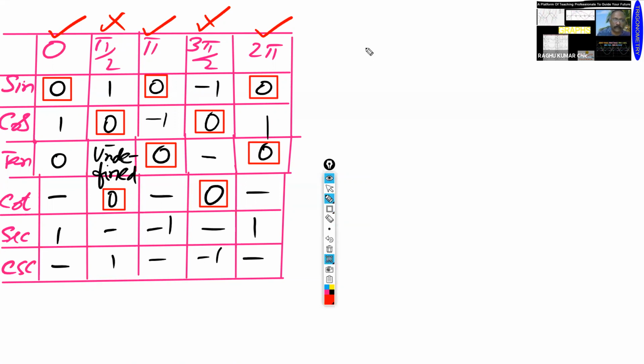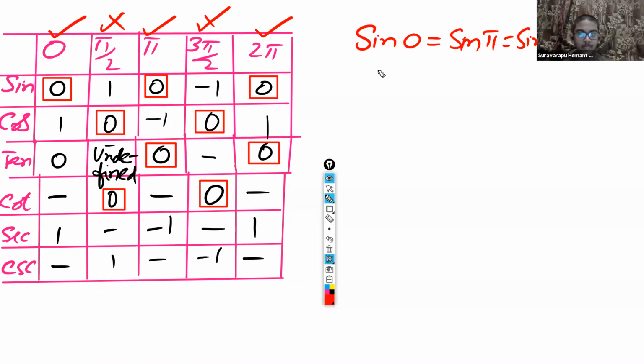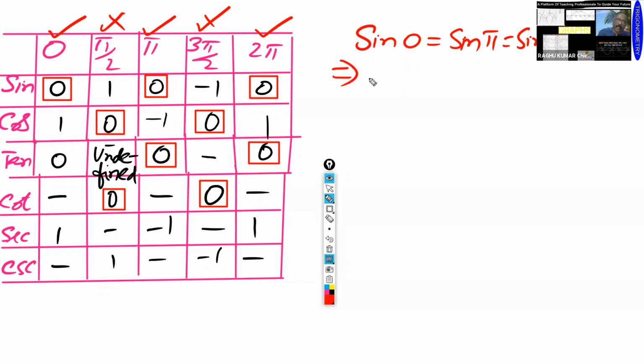See, sine 0, sine pi, sine 2 pi is 0. Accept it, please. Similarly, if I ask you a question like this, what is sine 3 pi? What is sine 4 pi? What is sine 5 pi? If I ask you, what do you say? 0. Yes, exactly. Why is it so?